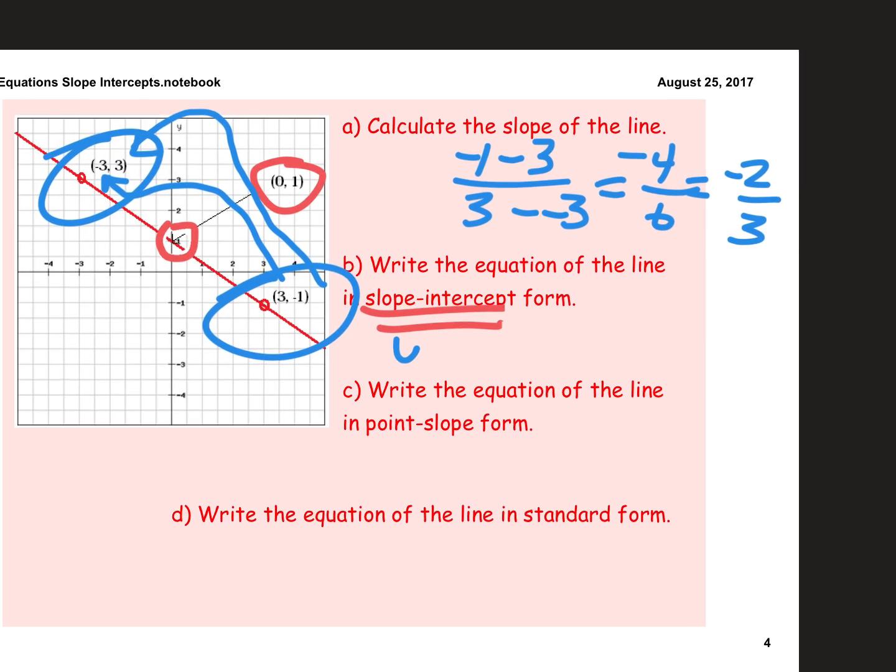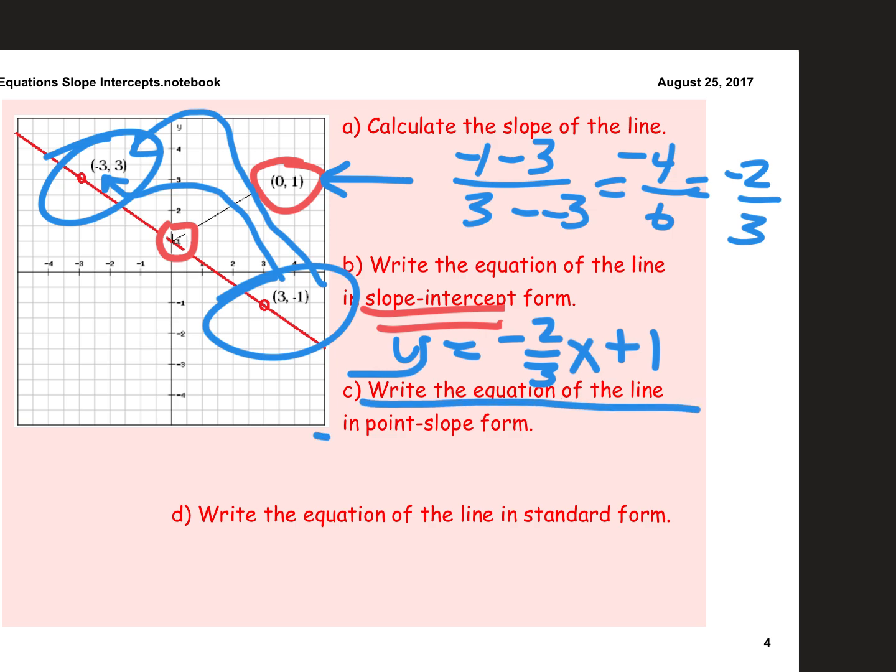Okay, now slope-intercept form. Can't I just write y equals negative 2/3 x and then put the y-intercept? Yeah, I can. And the y-intercept is given this time, so that works out really well. Plus 1.